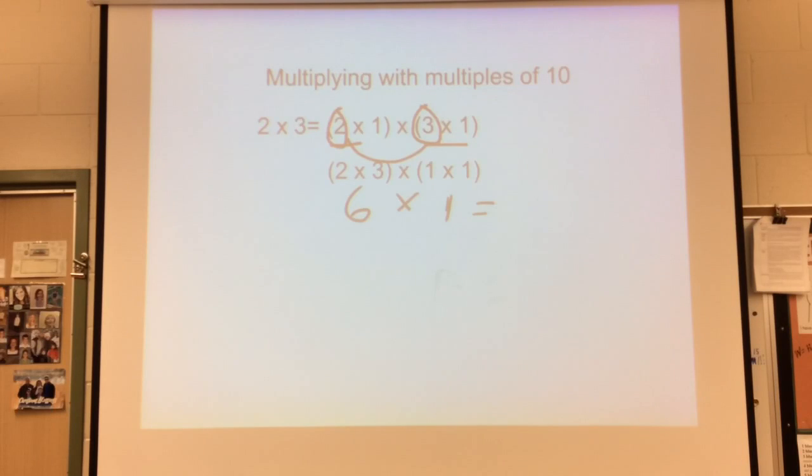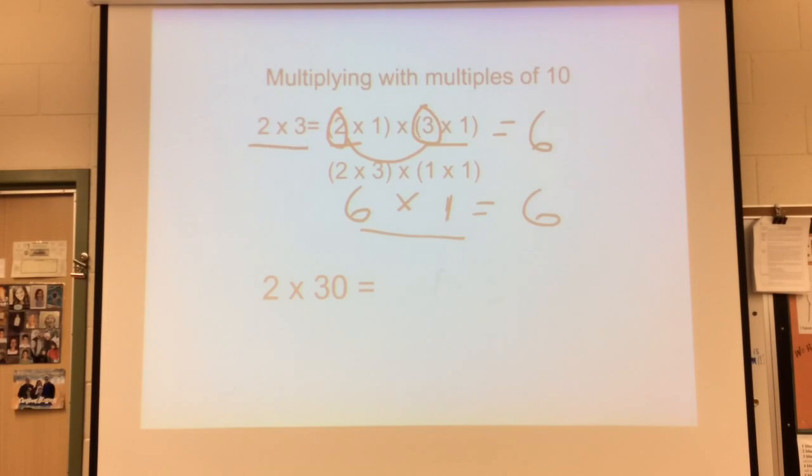Now I get the same answer either way. If I do 2 times 3 or 6 times 1, it still gives me 6, right? All I'm doing is just reorganizing the problem. Okay, now if you can do that, then you should be able to do the next step here.